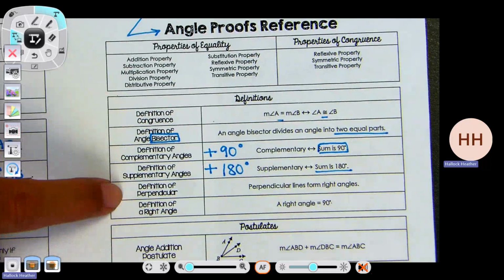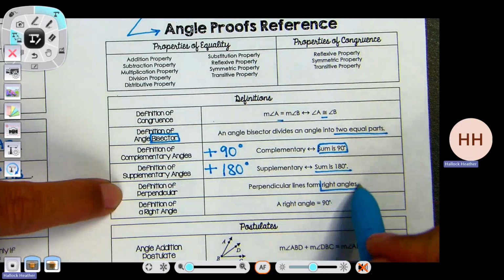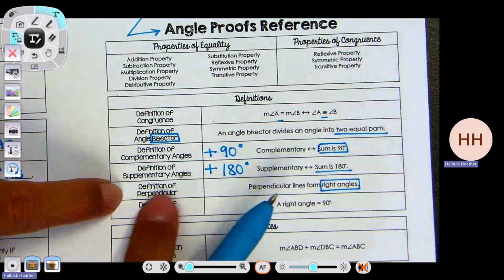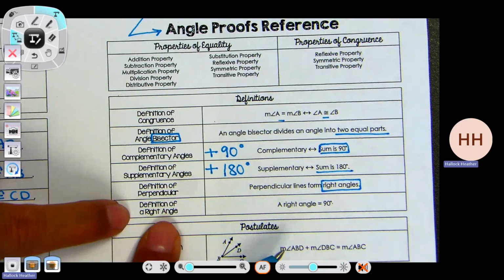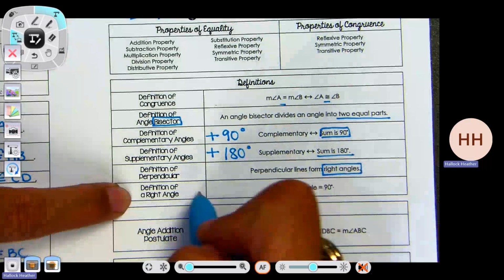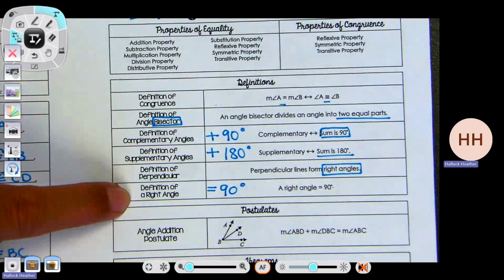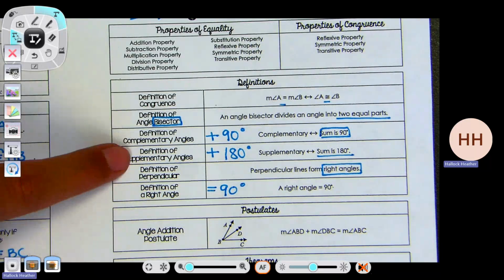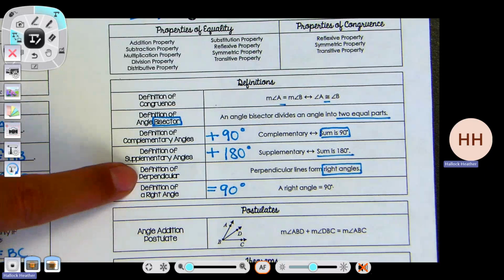Definition of perpendicular means that they're using the word right angle. So if it says right angles, that's perpendicular, which also means what? What's a right angle and what's perpendicular? 90, which is also the definition of a right angle. A right angle has to equal 90 degrees, which is like a perpendicular angle, which is also technically complementary angles. So they kind of fall into place. Complementary you're adding, supplementary you're adding, right angles equal 90, and perpendicular means a right angle, which means 90 degrees.